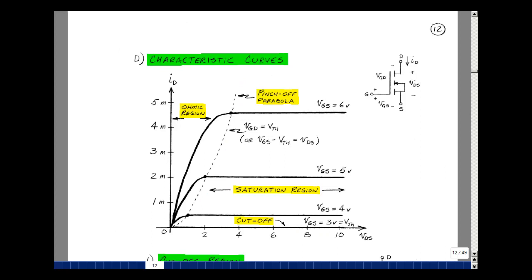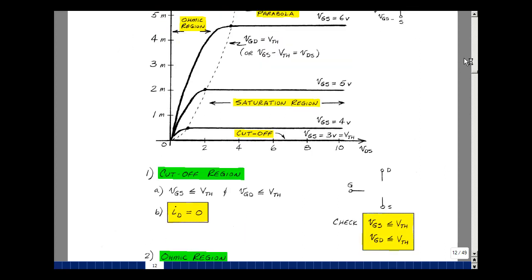Again, let's model these different regions. The simplest is in cutoff because the drain current is 0. Of course, the gate current is 0 because there's really an open circuit between the gate and the rest of the material. If you recall last time, we showed that in cutoff, the gate source and the gate drain were both less than or equal to threshold. Our model is going to be 0 current for the drain, the source, and the gate.